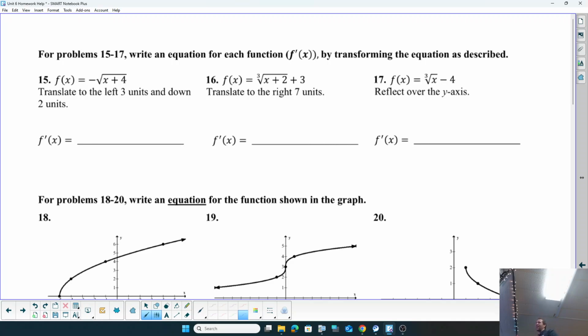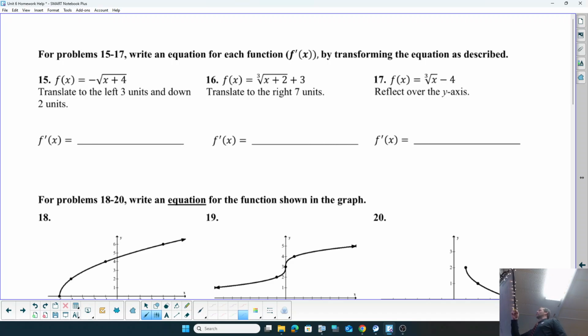Okay, so I might have to pause this to make sure that I do this right. I'm pretty sure I know what's going on. So translate to the left 3 units and down 2 units. Write an equation for each function by transforming the equation as described.